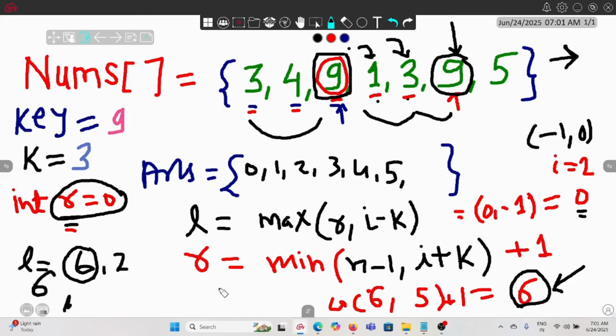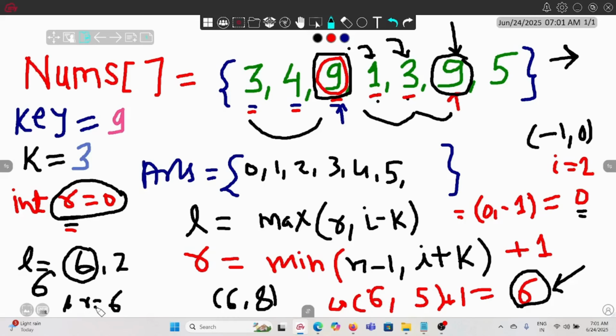And what would be the new R value here? It would be n minus 1, which is 6 only, and I plus k. So I is our 5, so 5 plus 3 is 8, which is going beyond the limits. So we have to take the min, and the min would be 6. So we have got L equal to 6 and R also equal to 6.